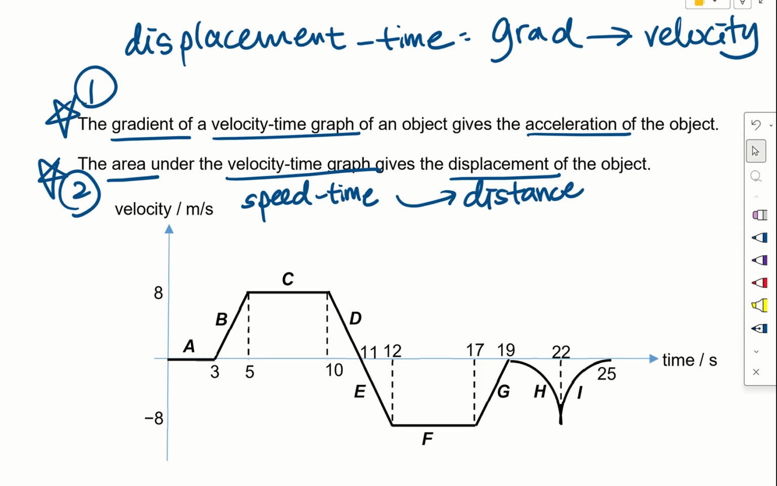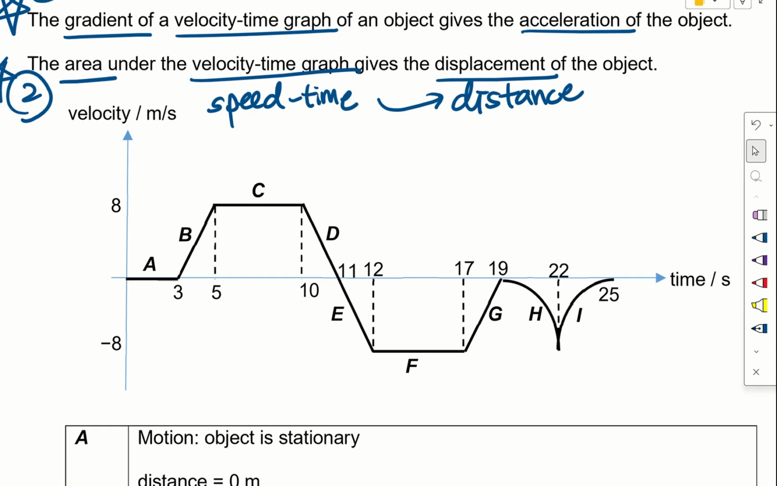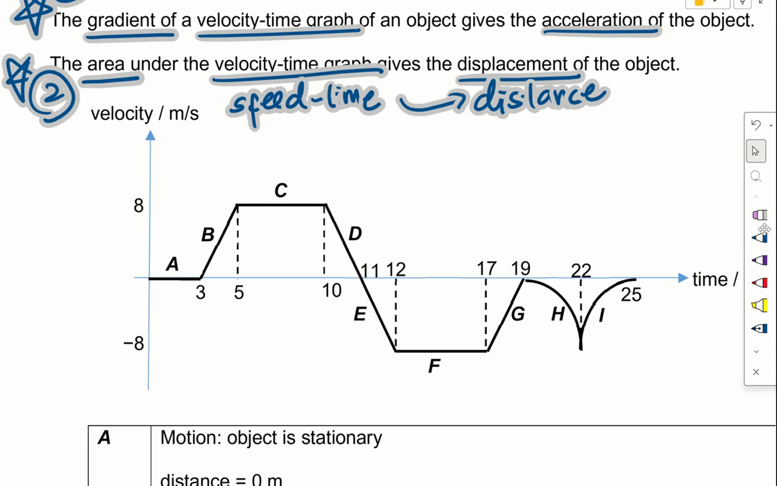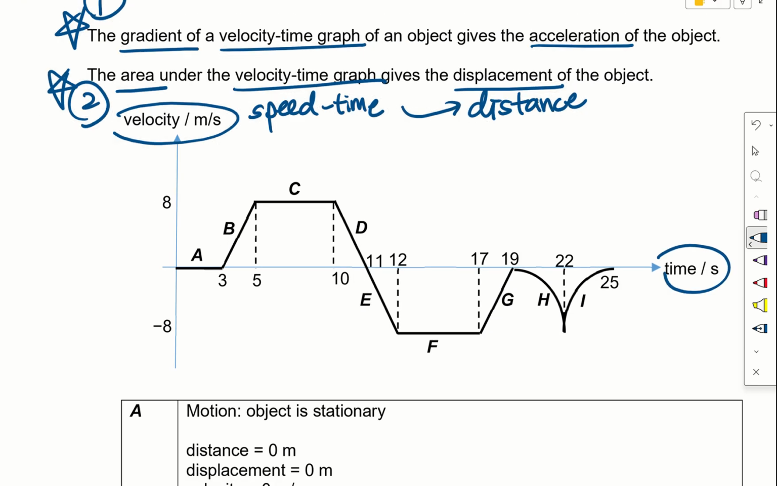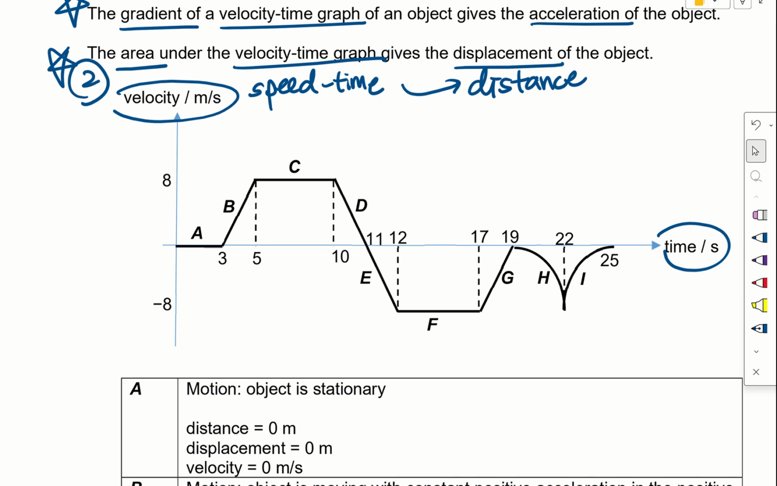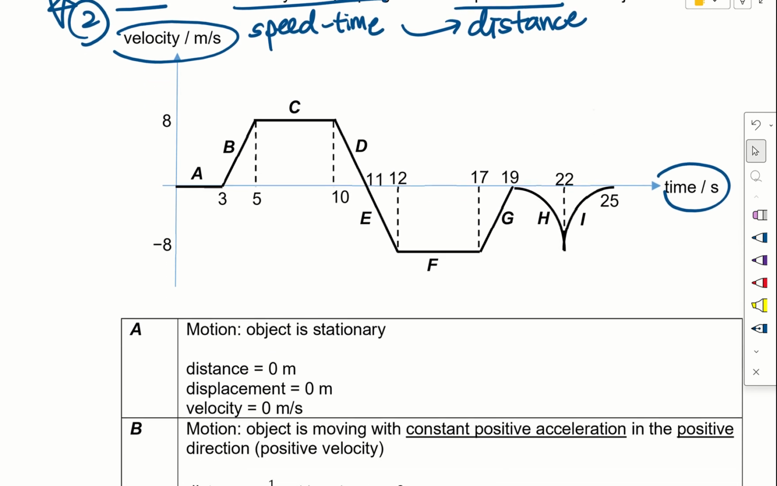So let's try by looking at this graph. Always read what kind of graph you are given. Okay, so we are given a velocity time graph. So the two concepts that we need to know are that the gradient gives the acceleration and the area under the graph gives us the displacement of the object. There are a few stages here. Let's look at stage A.